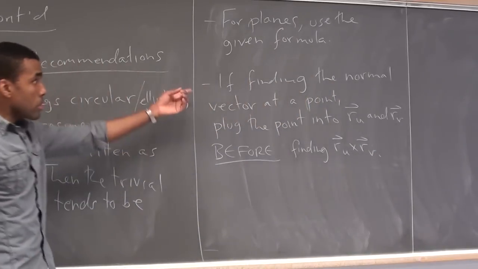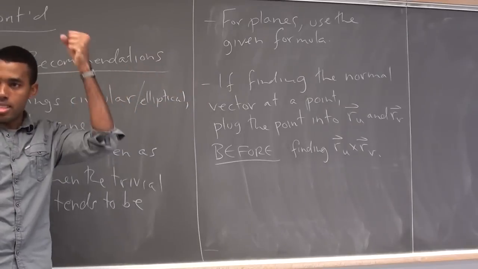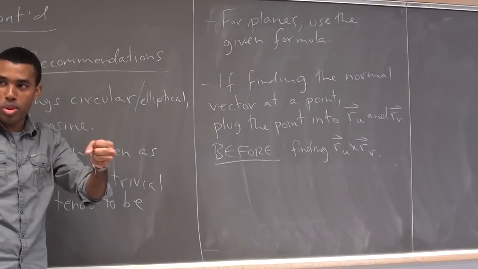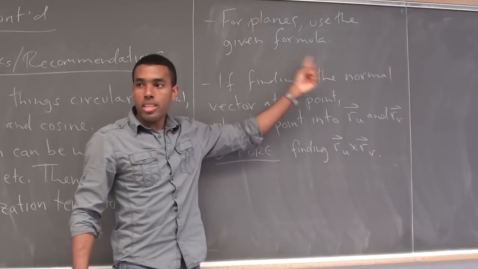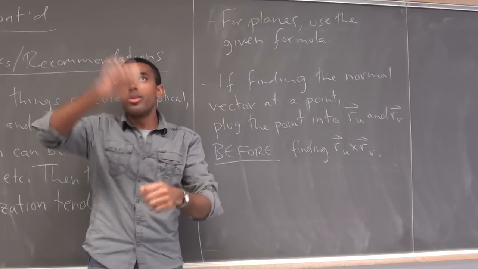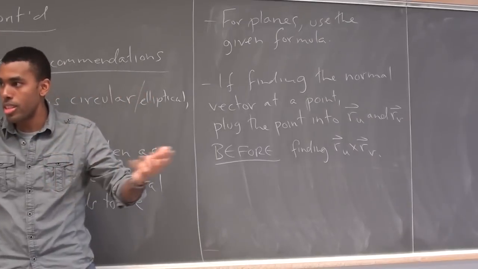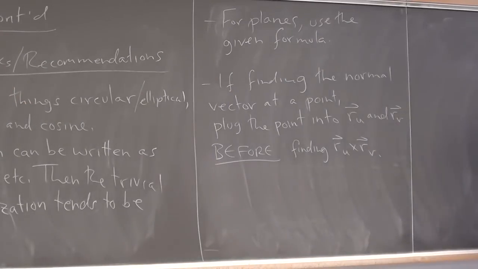So for example, in the previous problem, if I had asked you instead to find the normal vector at just a certain point, and I gave you that point, I would have plugged that point in directly before, so I'm only dealing with constants. If you're doing cross products of these huge formulas, it gives you more opportunity to make a mistake. So try to avoid doing that.